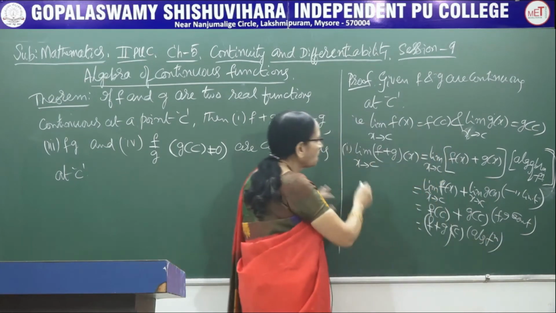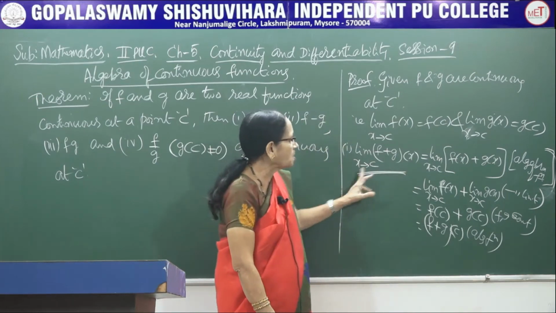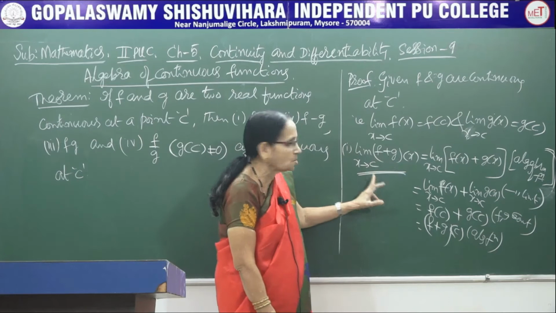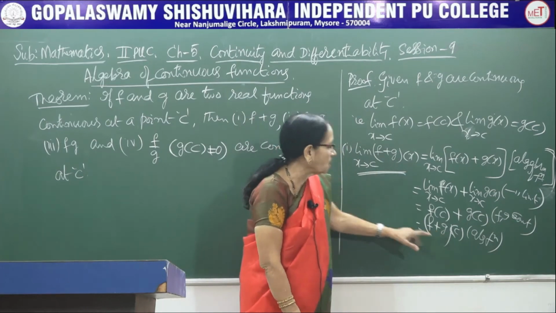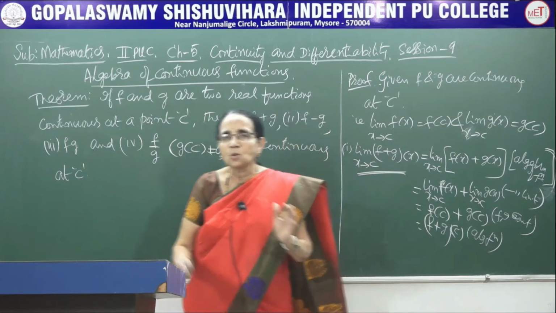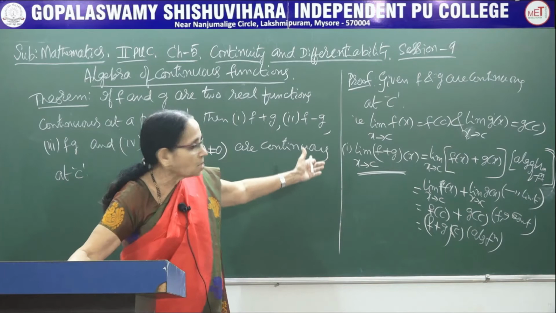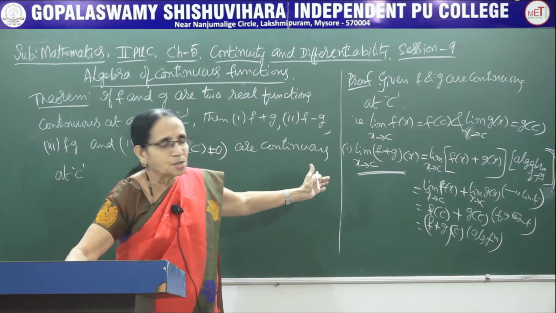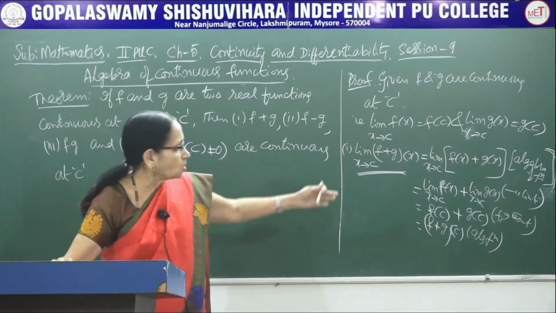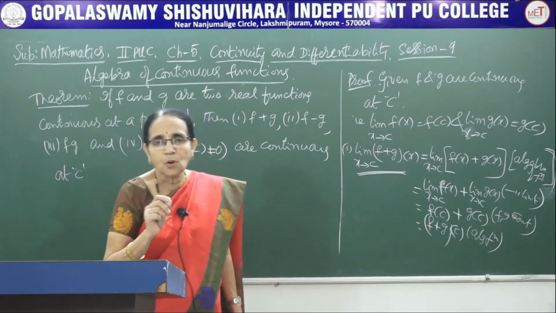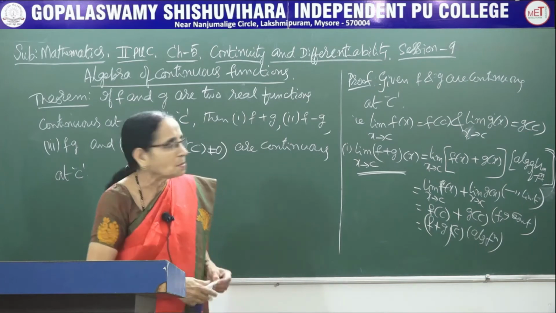So what did you get here? We started with the limit of the function, limit (f plus g)(x) as x tends to c. We have seen that it is equal to (f plus g)(c). That is, the value of the total function f plus g at the point c is equal to the limit of f plus g as x tends to c. Now you can come to the conclusion, therefore f plus g is continuous at the point c.